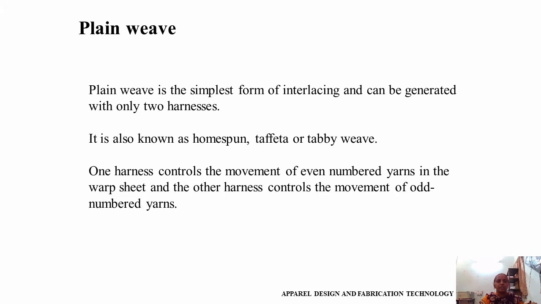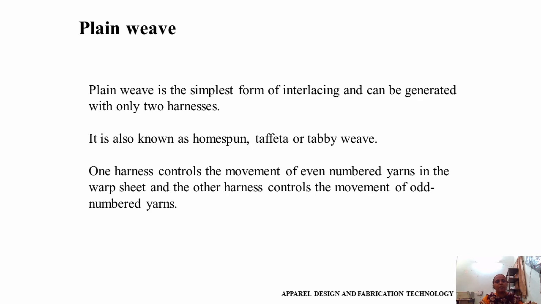Plain weave is also known as homespun, taffeta or tabby weave. It is the simplest weave, a basic weave in the form of interlacing, and we can use only two harnesses. The minimum number of harnesses required for plain weave is two. One harness controls the movement of the even numbered yarns and the other controls the movement of the odd numbered yarns. For example, yarns 2, 4, 6, 8 are controlled by one harness, and 1, 3, 5, 7 are controlled by the other harness.